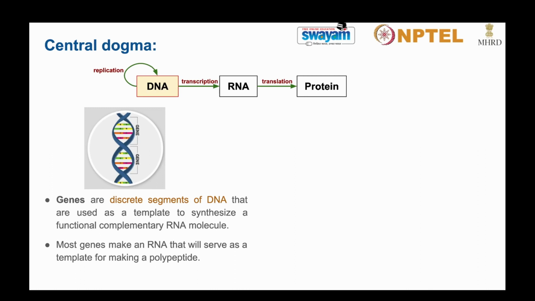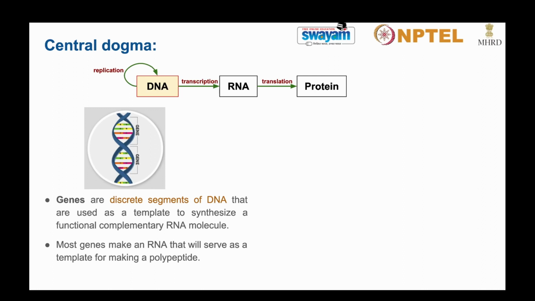Now we are talking about DNA, and we also hear about genes. So what are genes and where are they present? Genes are nothing but discrete segments of DNA. That means if the DNA is very long, there could be multiple genes present on that DNA.